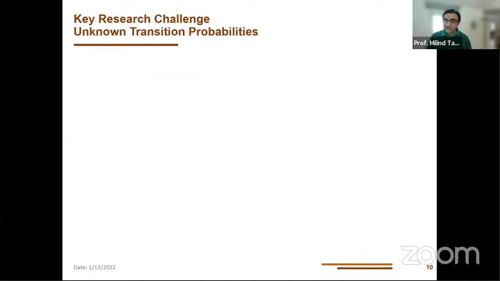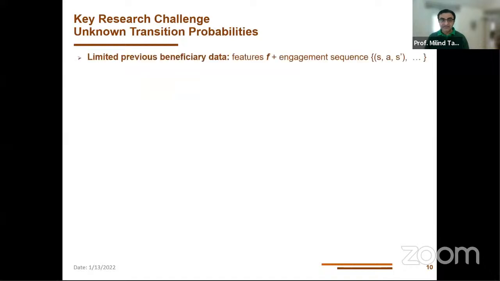Now, one challenge is that previous work normally assumes that the transition probabilities are all known. In reality, we don't have the transition probability of a new mother who walks into a mitra. What we do have is, for previous beneficiaries, we know their features like age, income, education, etc., and their engagement sequence. They were in a bad state, we gave them a service call, they remained in a bad state, etc.